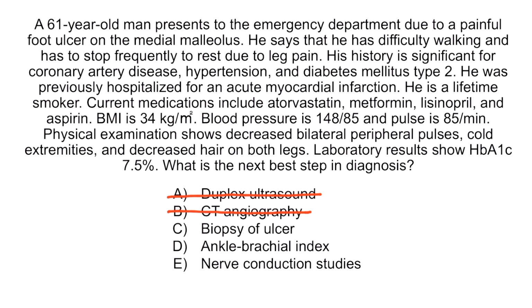Now, biopsy of the ulcer, option C, is incorrect because it's too invasive and other possible diagnoses must be ruled out first. Biopsy of an ulcer is indicated when malignancy is highly suspected in a non-healing ulcer. And finally, option E, nerve conduction studies, is incorrect because this test is used to identify neuropathies. Now, even though this patient has uncontrolled diabetes mellitus, there's no evidence on physical exam of loss of sensation. Additionally, the foot ulcer is painful, which is not the case in neuropathy. Therefore, the correct answer is D, ankle brachial index. And that concludes this section.